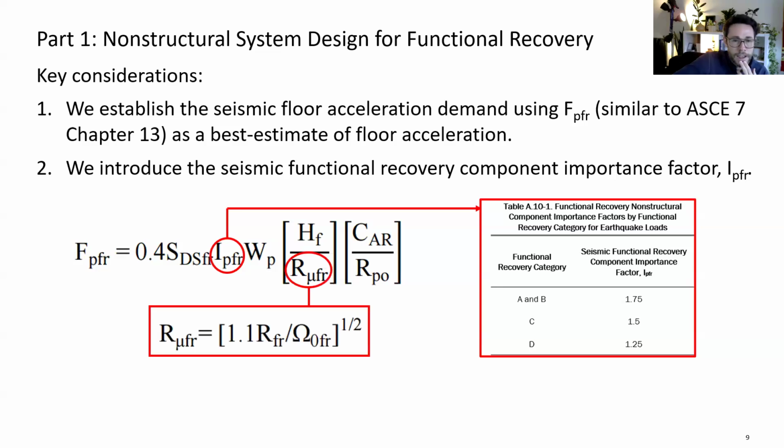Now, you might be wondering, why does this matter when we're talking about qualifying seismic force resisting systems for functional recovery performance? Well, it matters because FPFR is inversely proportional to RMUFR, which is, again, similar to RMU in ASCE 7 Chapter 13. And effectively, this variable reflects the force reduction associated with the structural system ductility. And essentially, we're coming up with values that result in reduced ductility demands. So there's going to be an impact here.